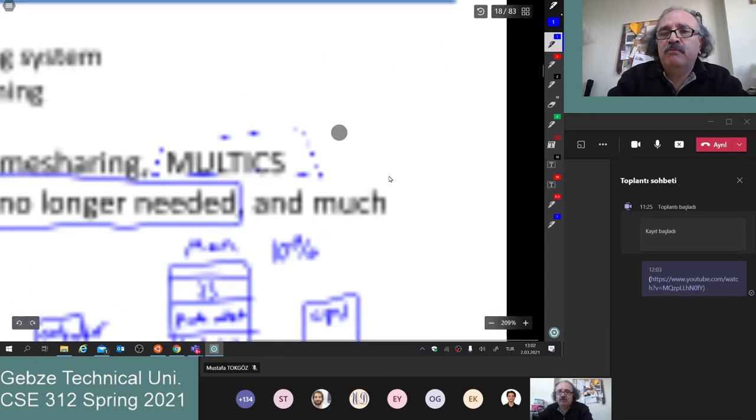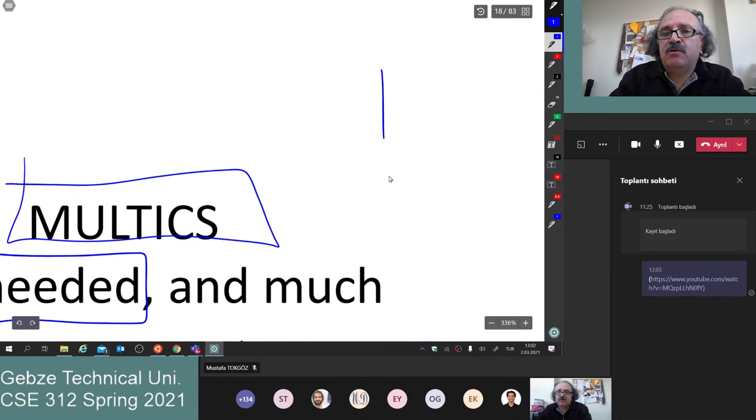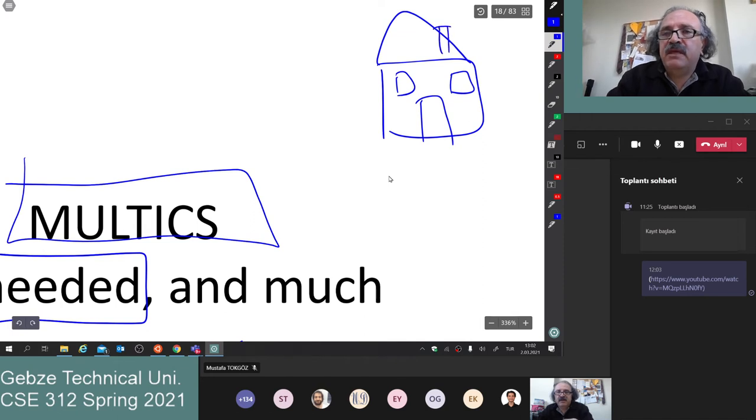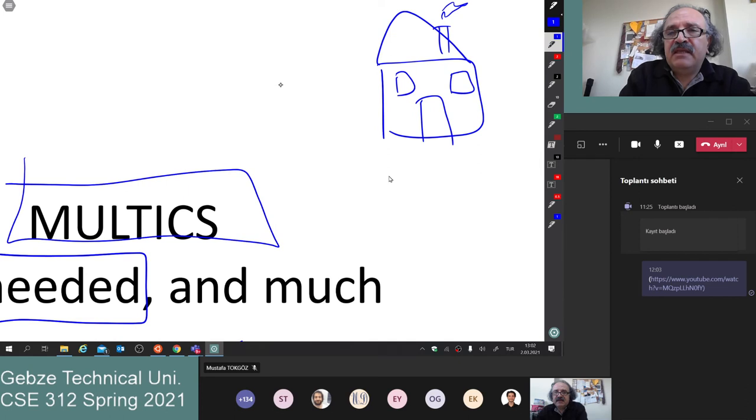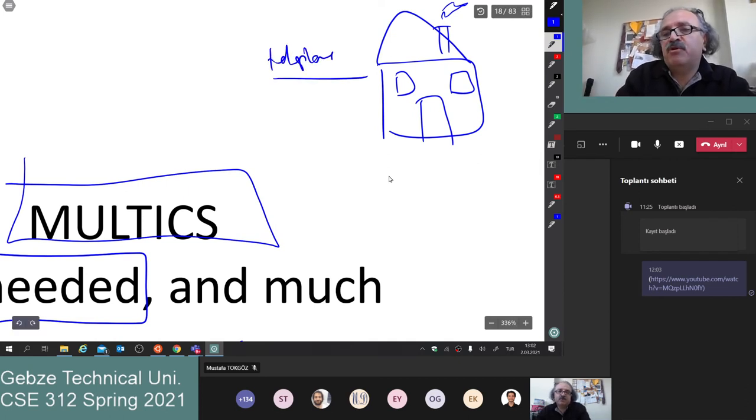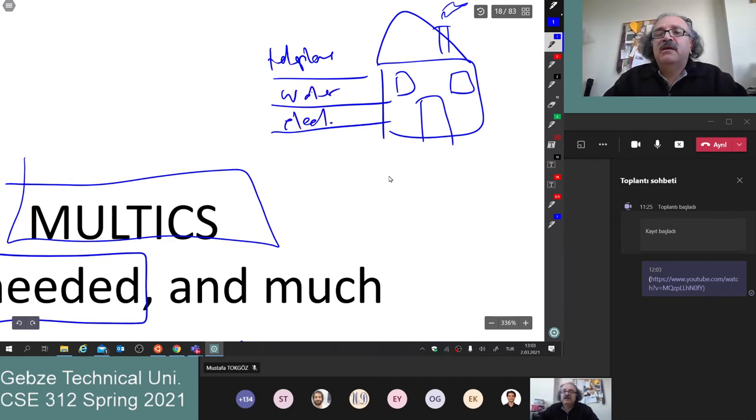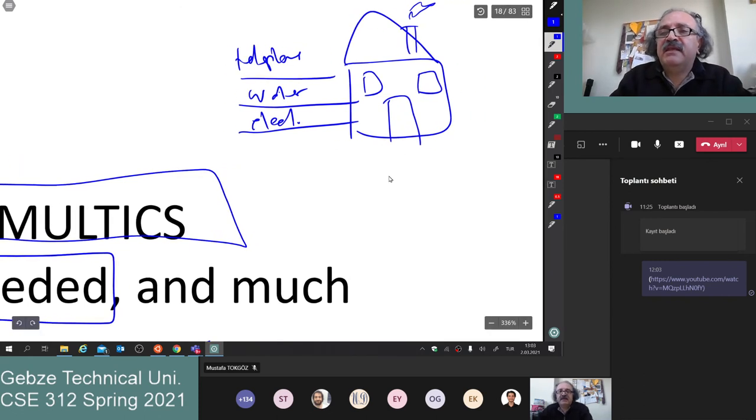Okay, this is your home. The windows and chimney. So what does the home need? It needs a telephone. It is provided. It needs water. It needs electricity. It's provided. Also, it needs computation.